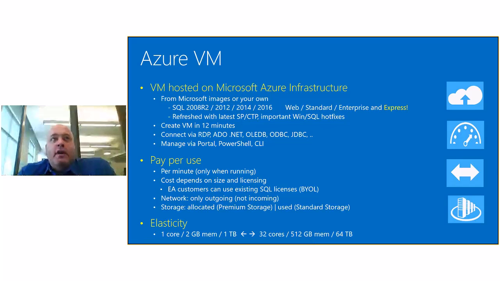Like I mentioned, you only pay for when it's up and running. And from the network perspective, you only pay for outgoing, not incoming. The storage is allocated. You have two different types of storage, and we'll get into a little bit more details about the storage in a few minutes. But like I mentioned, it's elastic. You can scale it up and scale it down as you see fit.